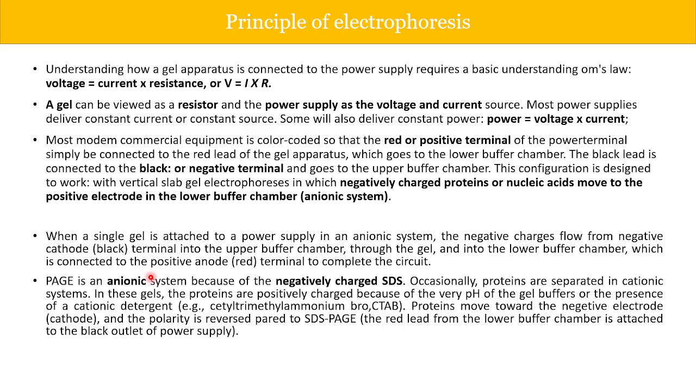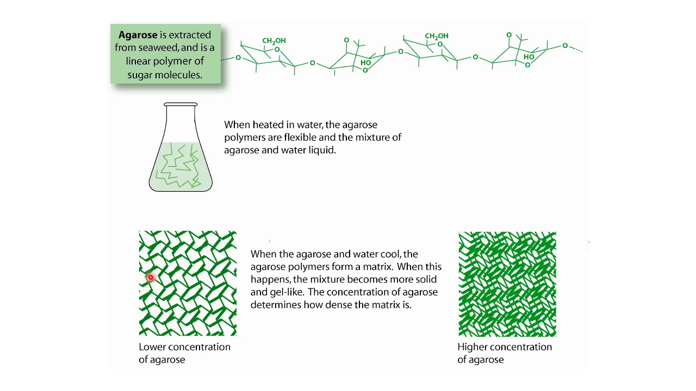Now, in these gels the proteins are positively charged, either because of the pH of the gel buffers or due to the presence of cationic detergents, as I was saying, like CTAB or cetyl trimethyl ammonium bromide. Proteins move towards the negative electrode, the cathode, so the polarity is reversed compared to SDS-PAGE. In normal SDS-PAGE, the proteins move towards the anode because they are negatively charged, but in a cationic system they move towards the cathode because the protein is positively charged.